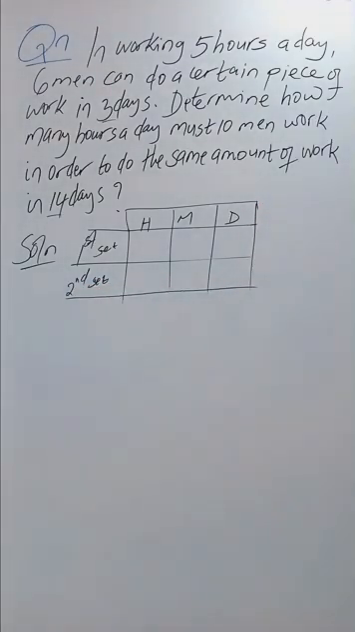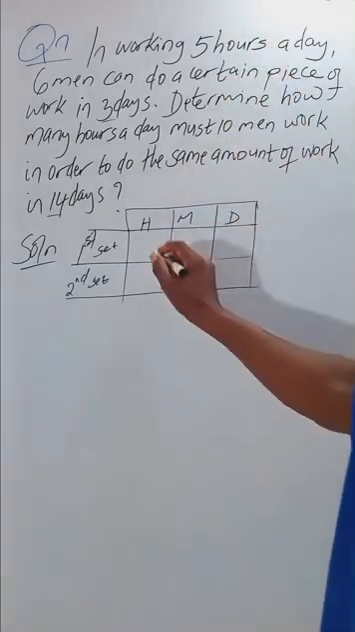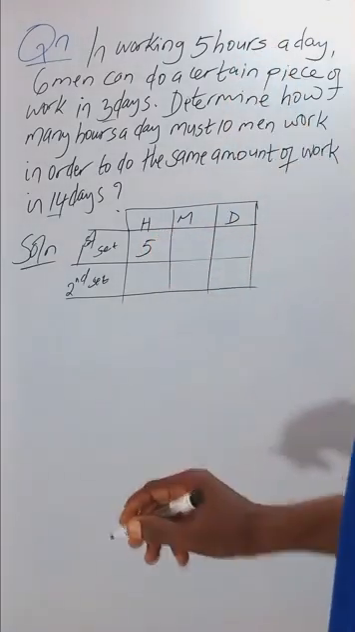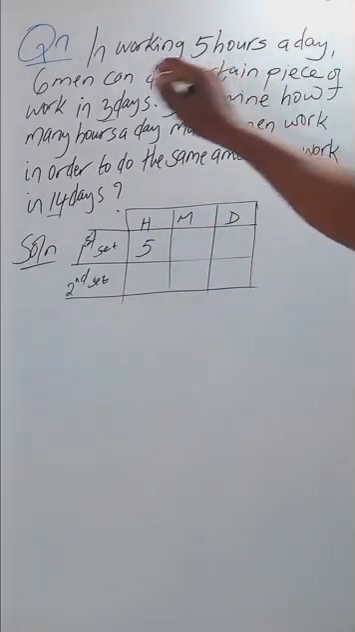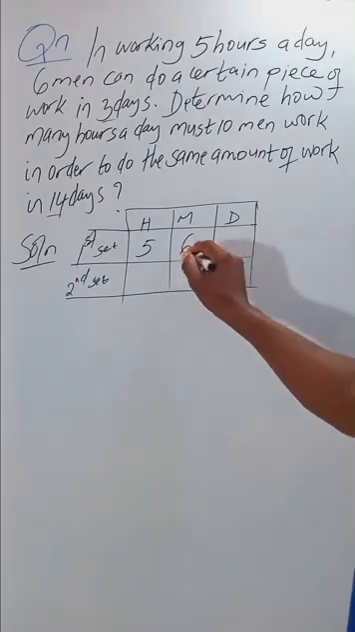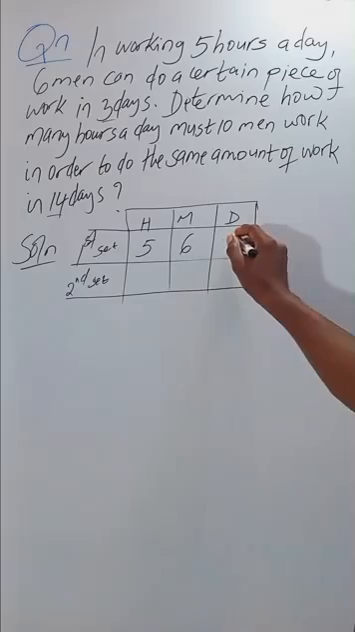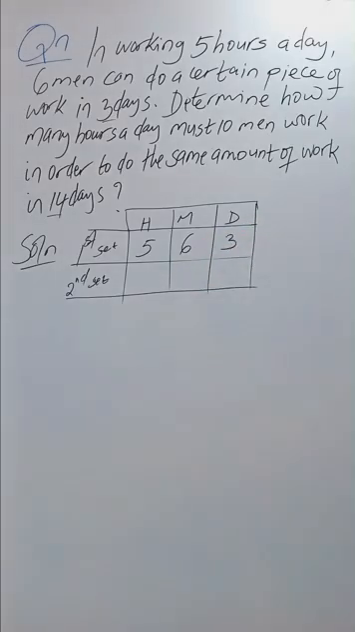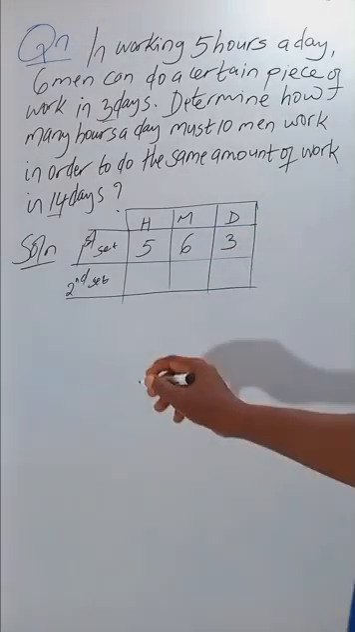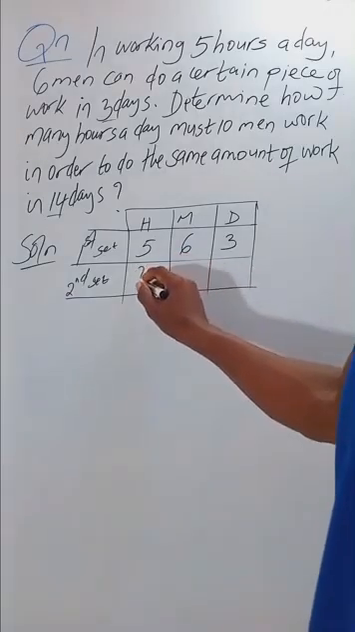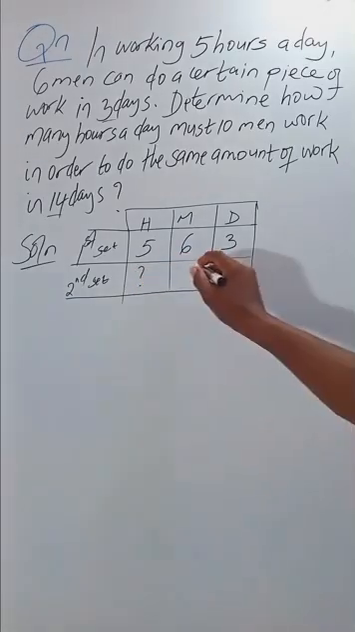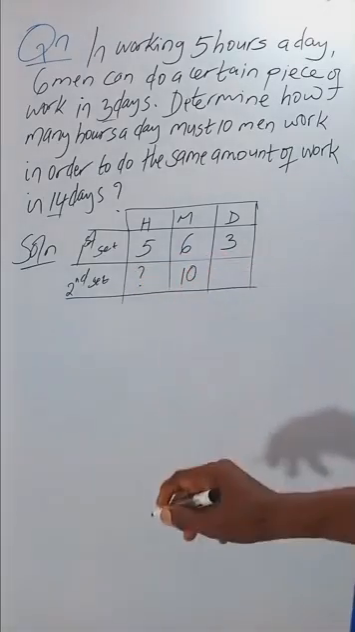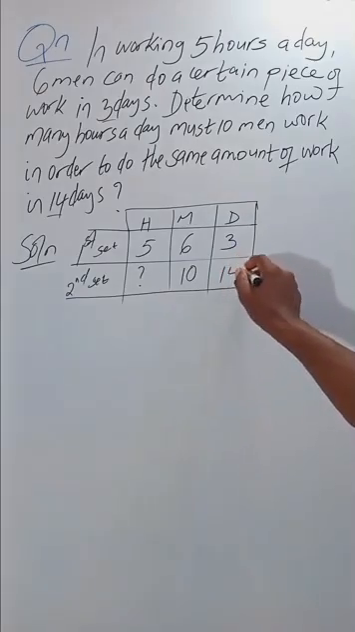Okay, first set, hours, there are 5. Number of men, there are 6. They are to work for how many days? 3. Then we have unknown hours, whereby 10 men will have to work for 14 days.